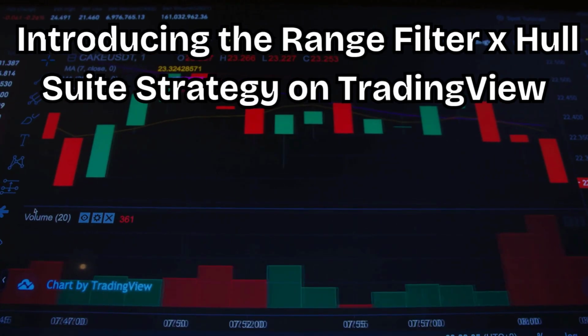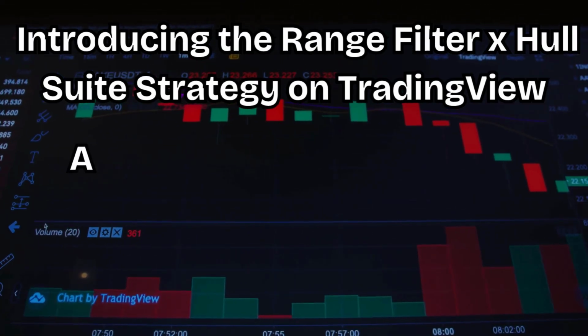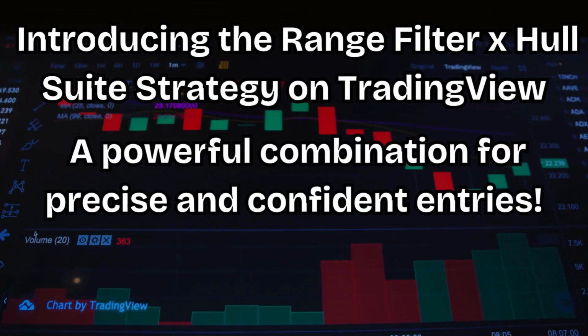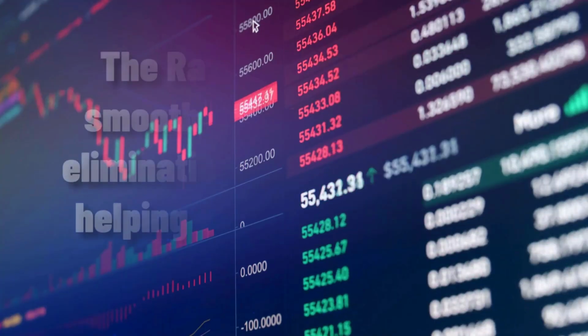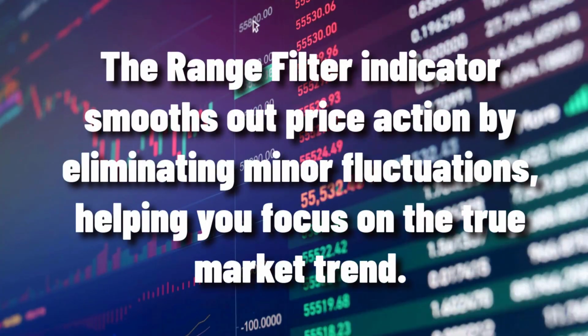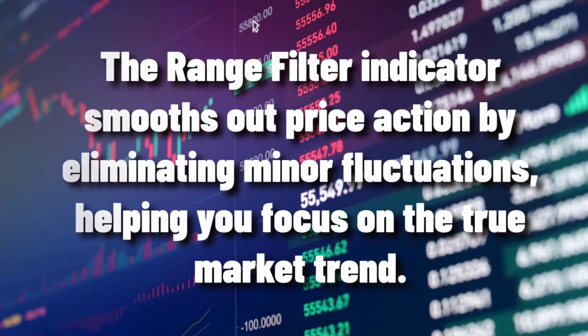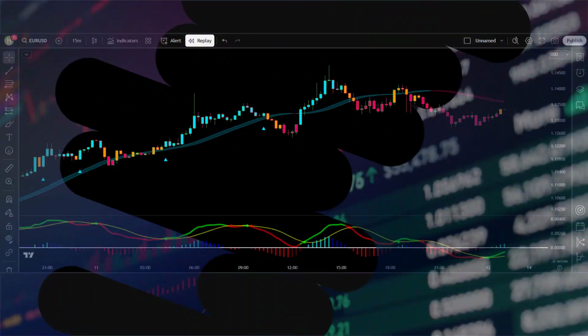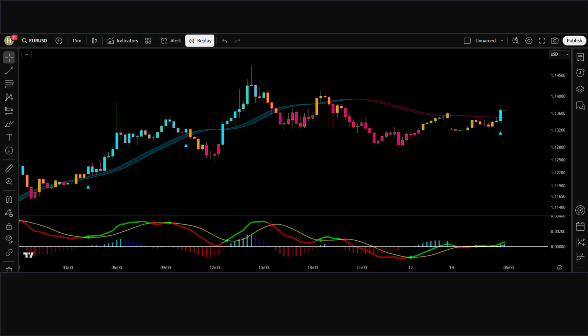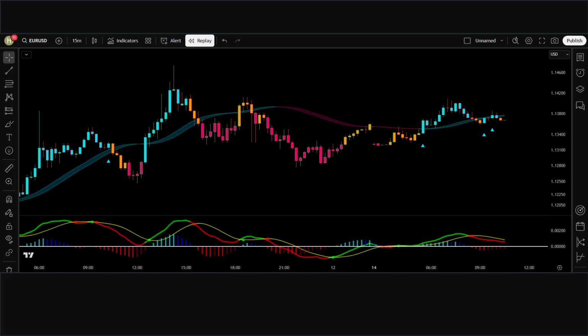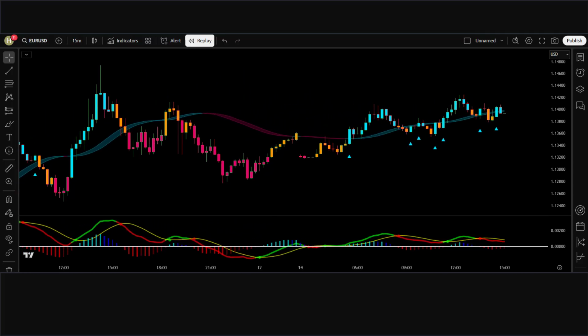Introducing the Range Filter X-Hull Suite strategy on TradingView, a powerful combination for precise and confident entries. The range filter indicator smooths out price action by eliminating minor fluctuations, helping you focus on the true market trend. It filters out false breakouts and provides clean zones for identifying key reversals and continuation setups.